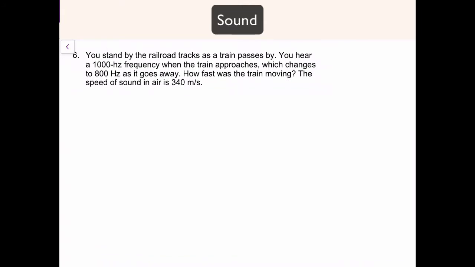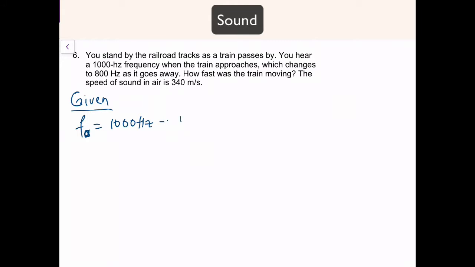Number 6 states, you stand by the railroad tracks as a train passes by. You hear a frequency of 1000 Hertz from the source when the train approaches, which changes to 800 Hertz as it goes away. So you're given two frequencies. You are the observer, and this is what you are hearing.